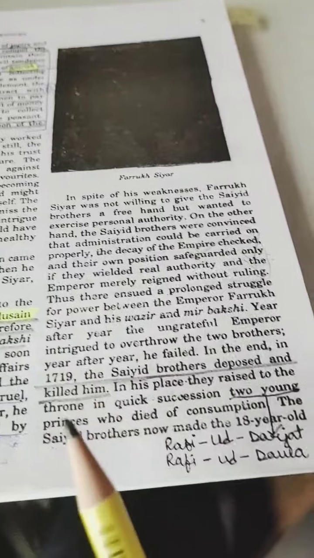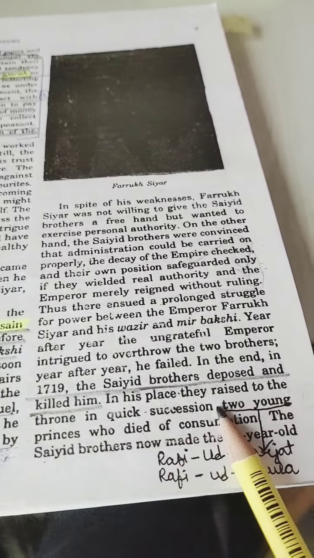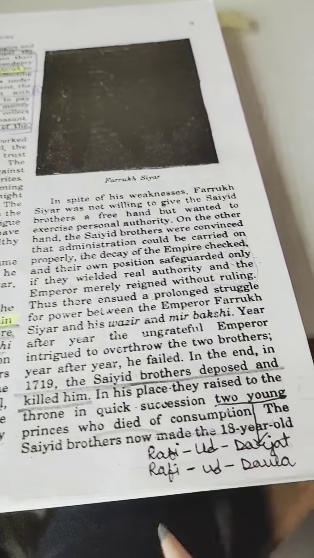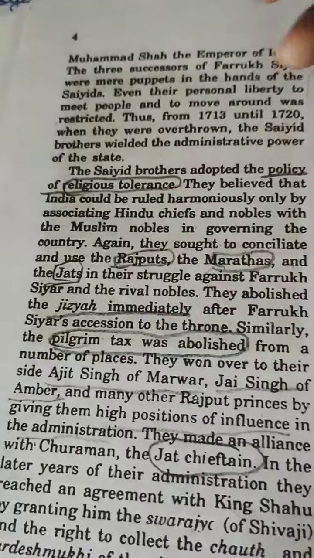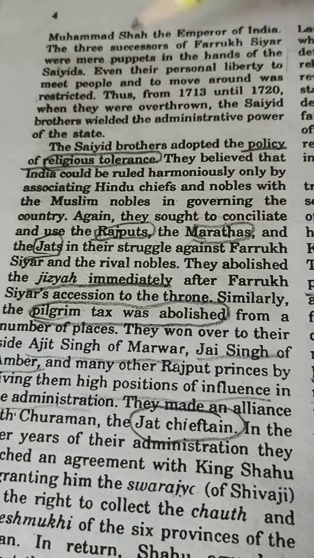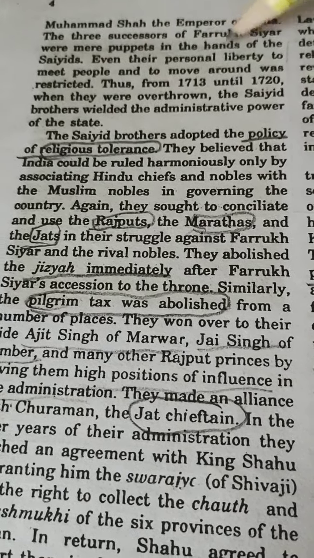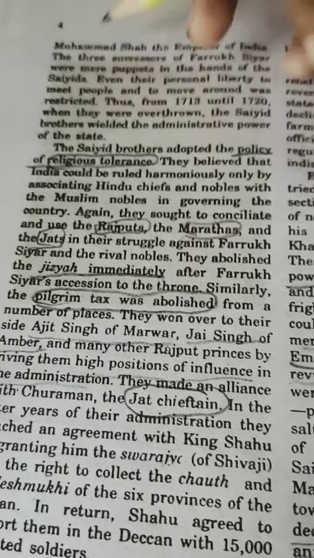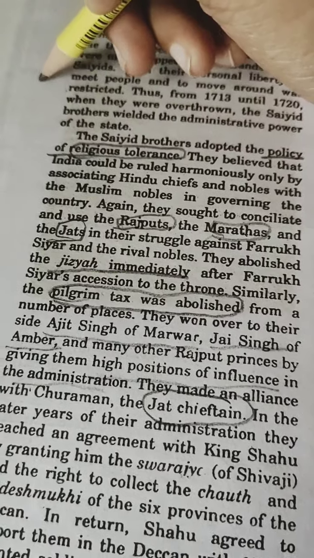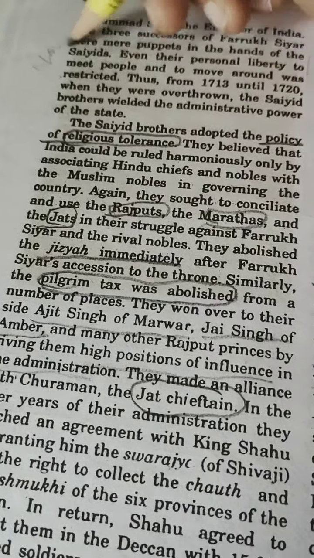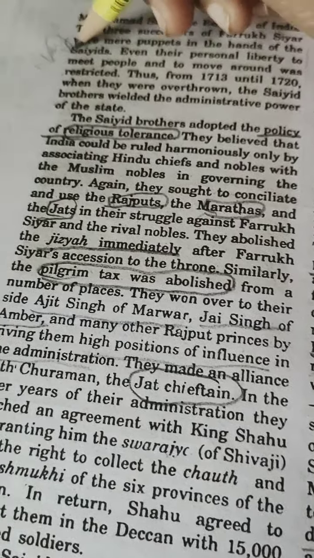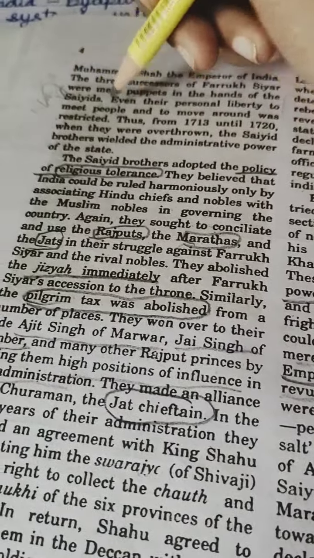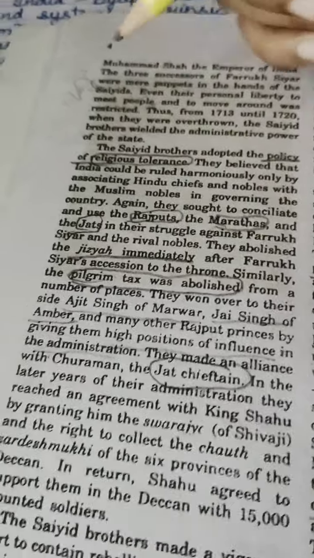So Farrukhsiyar was killed, and they raised to the throne in quick succession two young princes who again died of consumption, Rafi'ud-Darjat and Rafi'ud-Dawla. Come to Muhammad Shah. He was the emperor of India. Three successors of Farrukhsiyar were mere puppets in the hands of the Sayyids. Even their personal liberty to meet people and to move around was restricted. So when we move further, we'll see that the Nawabs of Bengal were reduced to this post, mere puppets in the hands of the British, in the hands of colonial rule. And the same thing was here in the Mughal era before the colonial people entered.